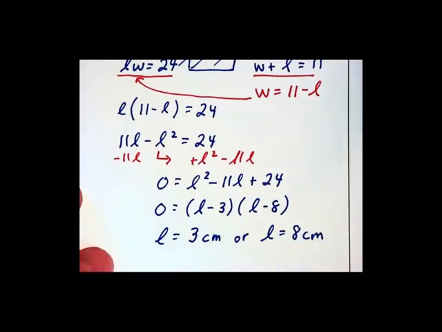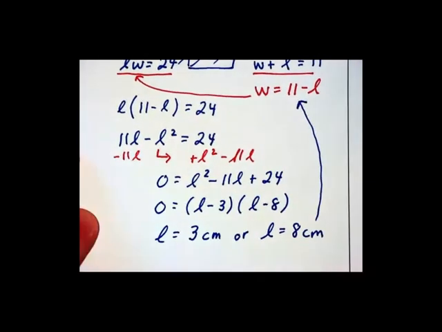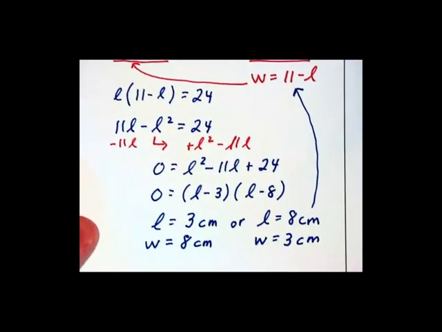Now, I'm going to need to find W, and I'm going to find it by substituting into this equation I have up above that says W is 11 minus L. So W here will be 11 minus 3, which is 8 centimeters. On the right here, W would be 11 minus 8, which is 3 centimeters. Now it looks like we have two solutions, but both are telling us 8 by 3.